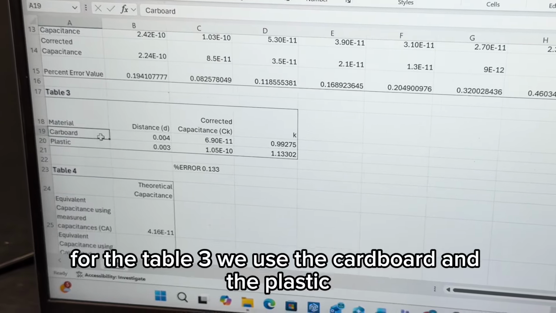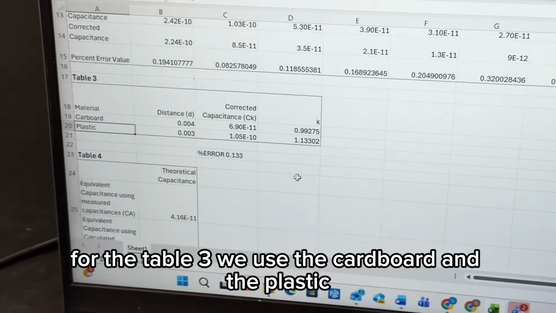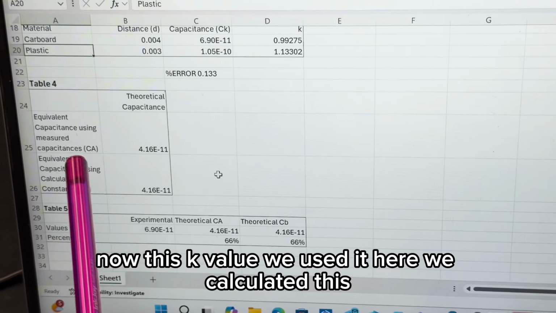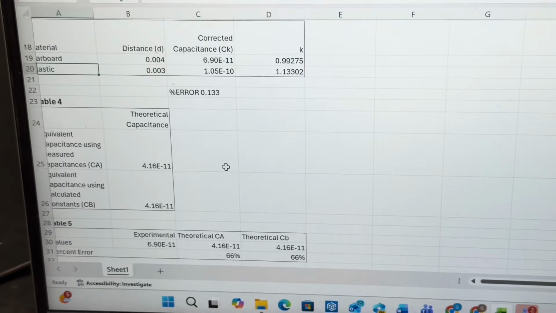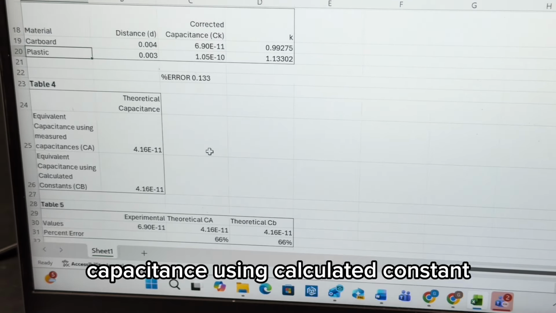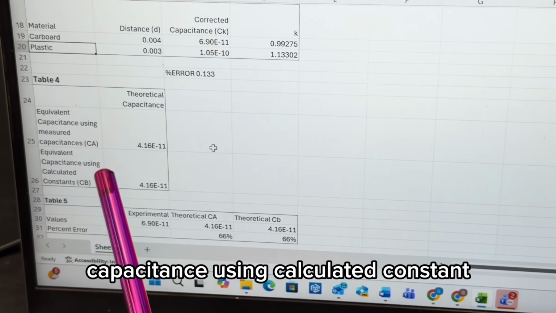For table 3, we used the cardboard and the plastic, and we measured the distance between them. We used the corrected capacitance, which means that we used the systematic error, and from this we calculated a K value. Now this K value, we used it here. We calculated this using the corrected capacitance, and we calculated the equivalent capacitance using calculated constants. So this is the calculated constant, and we use this and the area to find this value. If we can see, they're almost the same value.